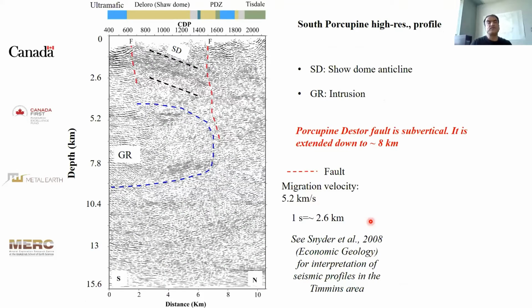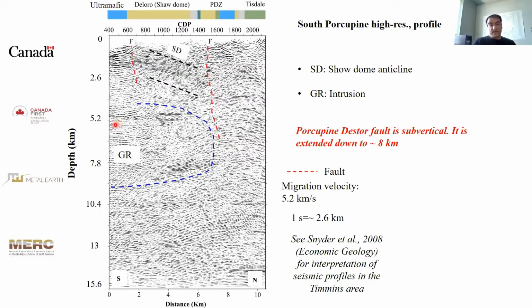Also, the high resolution line from South Porcupine. First, what we see is a flank of a syncline in this area, and also its connection with the mafic rock and a possible fault zone. And also under the Porcupine deformation zone and mafic rocks, we can see the truncation of reflections and the fault zone. And the deeper reflections, Snyder et al. interpreted as an intrusion, a felsic intrusion.